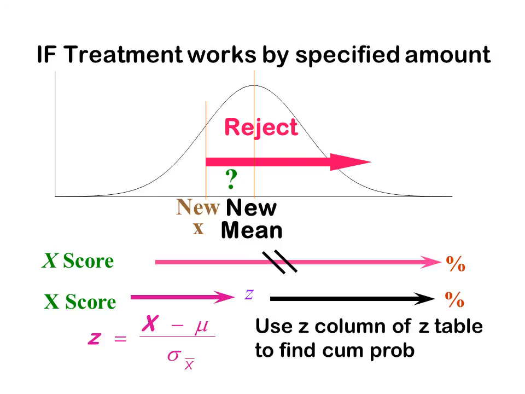And then once we get our z, we can use the z column of the z table to find the cumulative probability. All that sounds probably harder than it is. Let's try a problem.